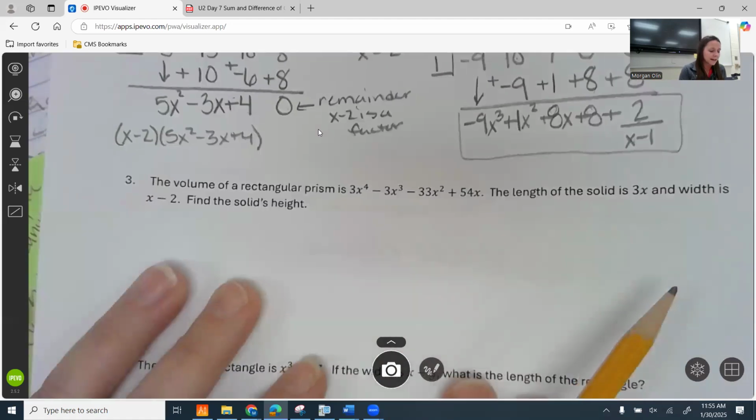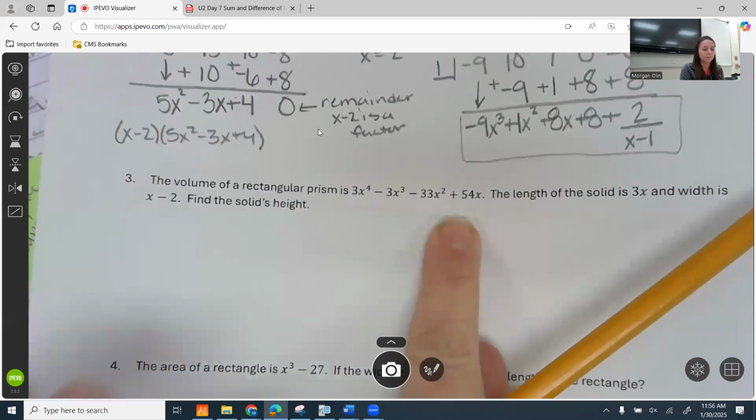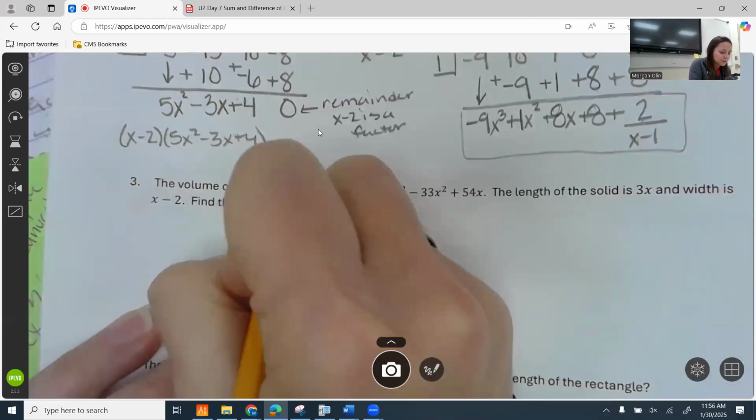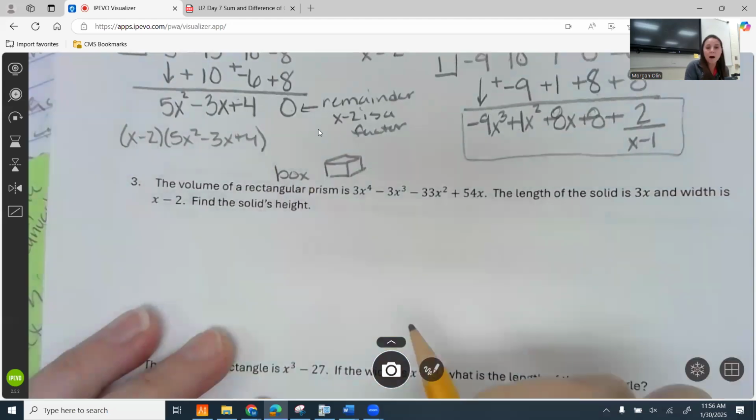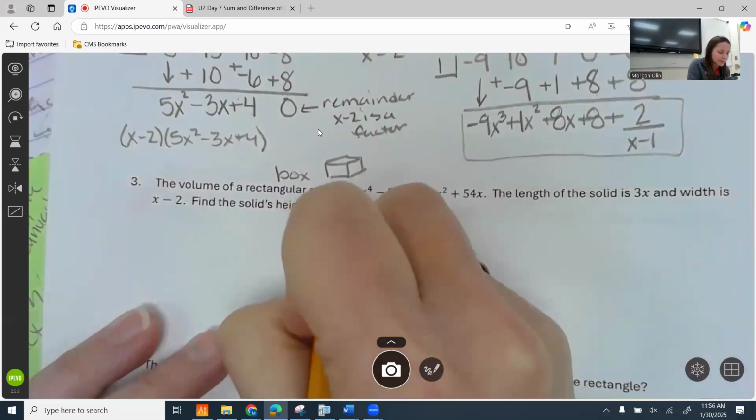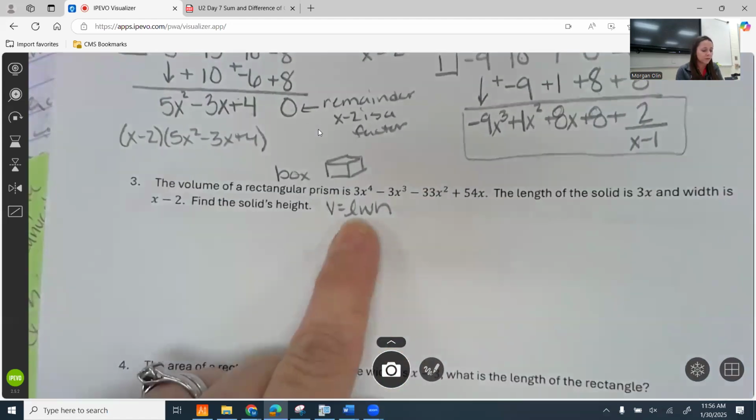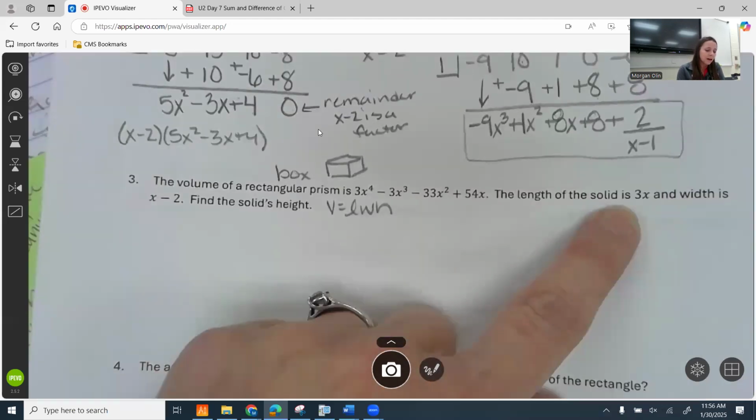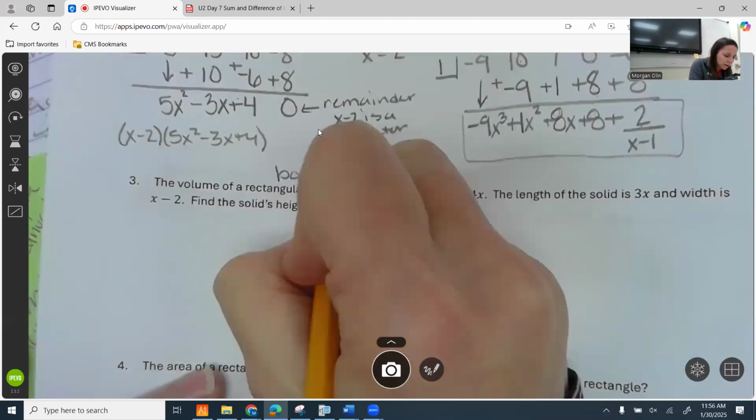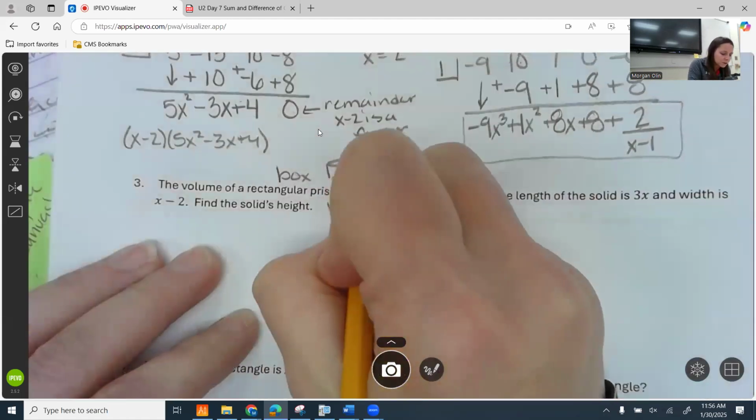The volume of a rectangular prism is this. All right, I'm going to stop right there. A rectangular prism, think, is a box. Well, what is the volume of a box? The volume of a box is length times width times height. Okay, so what we've done is we multiplied 3 things together to get this. It says the length of the solid is 3x. So if I just draw that in there, I can write it in there. And the width is x minus 2.